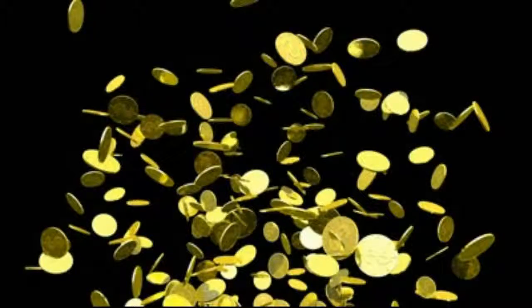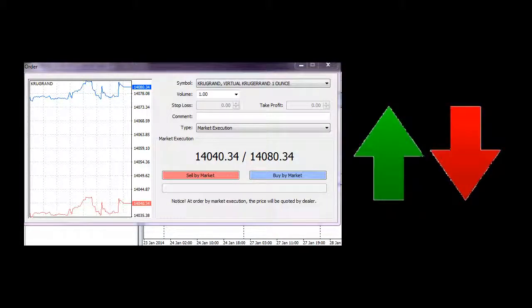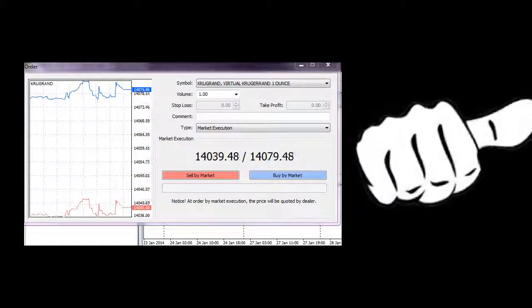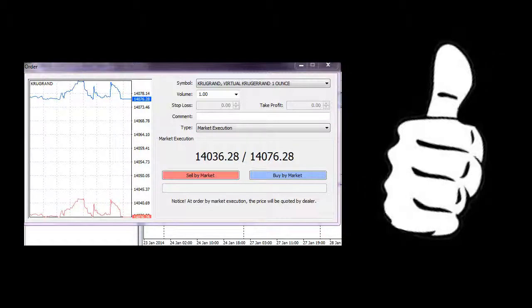Kruger Rands are traded in the same way as online gold trading. When you trade Kruger Rands online, you will be buying or selling virtual coins, and as the price increases or decreases, you will be able to profit off of the change in value. Of course, we all want to be profitable more often than not.